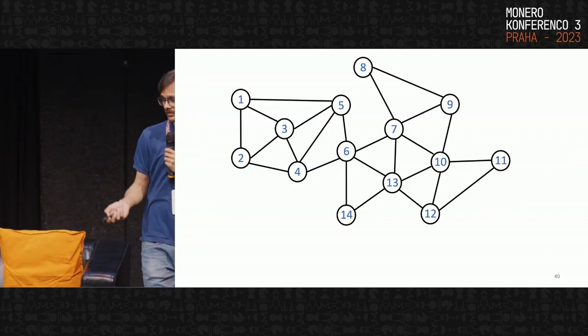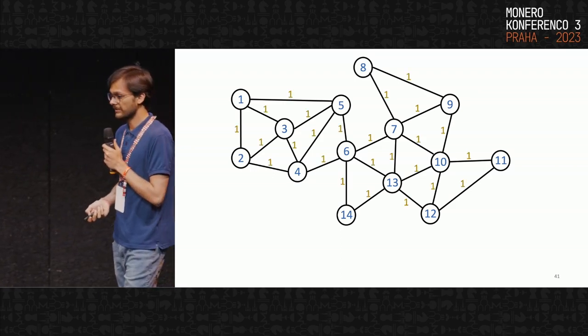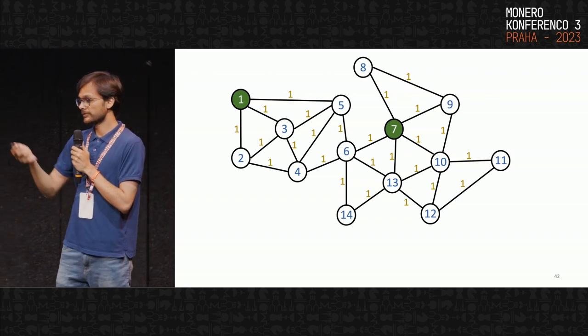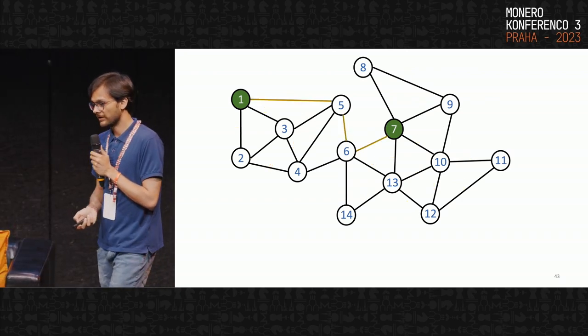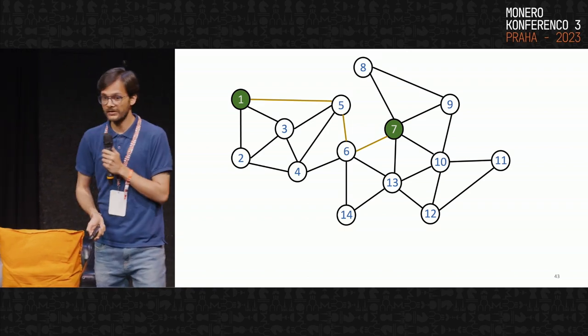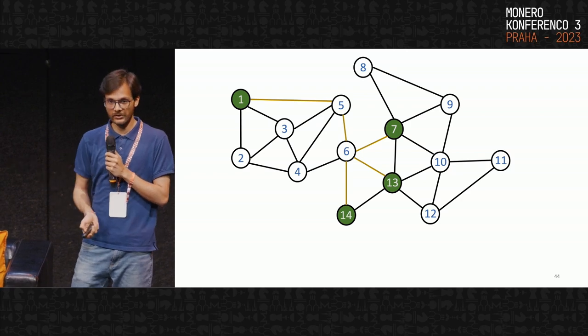So just to give you some context, assume this is the Lightning Network graph, which is currently there, and let's say all of the channels have equal fees, and node 1 wants to transfer something to node 7. The path that will be selected will be the one highlighted in yellow. And similarly, if you want to transfer to node 13 or 14, this will be the path.